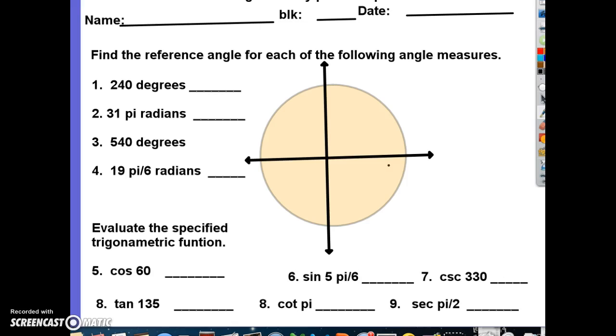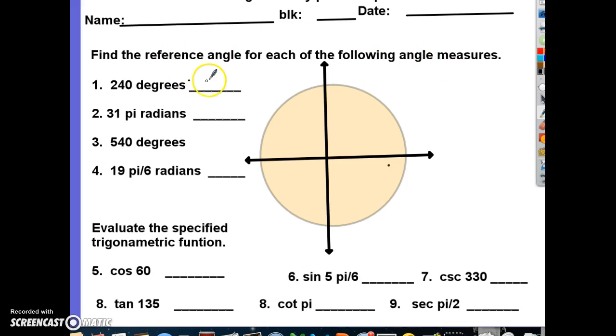And here is the review practice video I mentioned that I would do for you. I trust you'll find it very, very useful. I'm going to be taking a look at the practice quiz I gave you. Went over it in class with some of you already, but look with me as we take a look at the first few here. It says here, find the reference angle for each of the following angle measures.